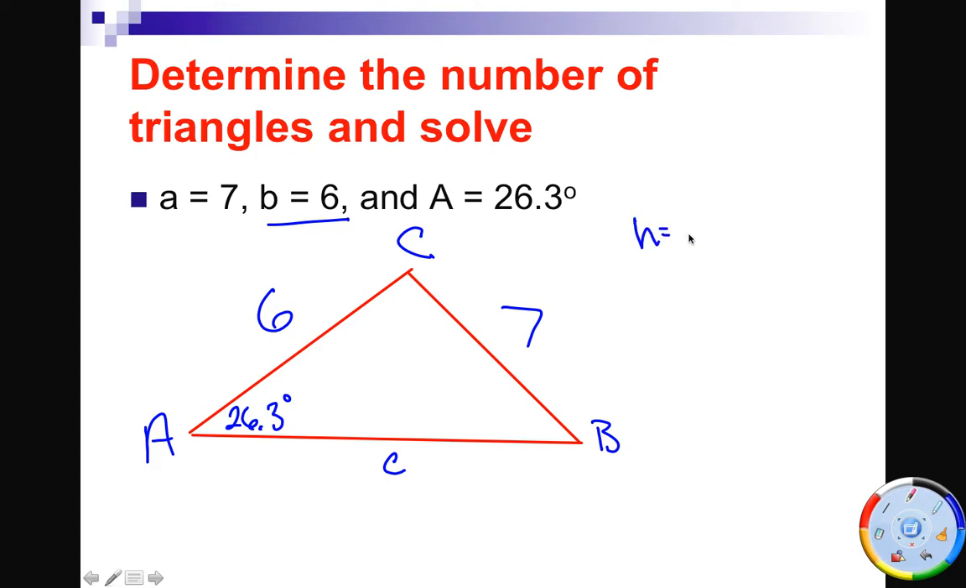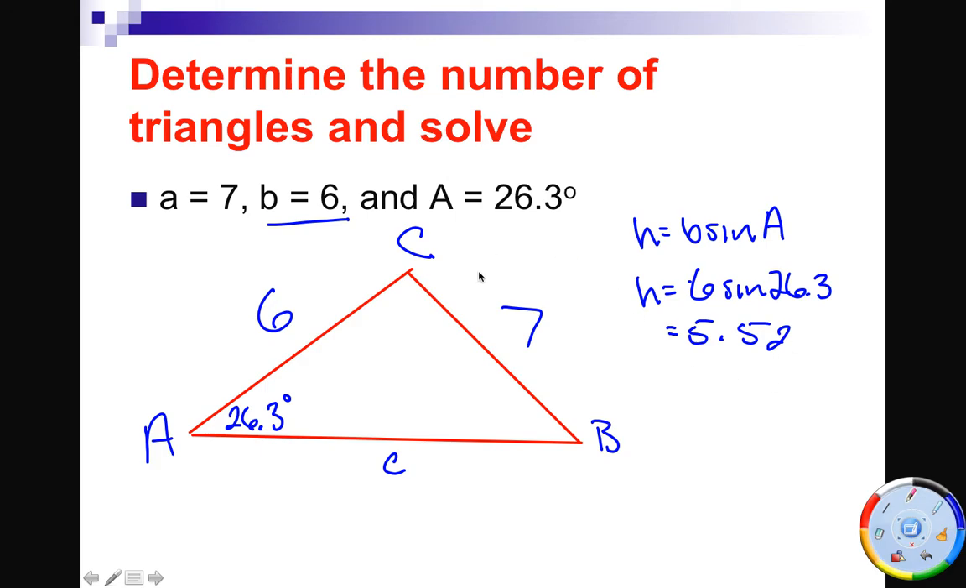Let's find H. H is B times the sine of A. Well, luckily they gave you A and B here. So we're looking at H equals 6 times the sine of 26.3. You do this calculation really quick. And we go 6 sine of 26.3. And I get 5.52-ish. Okay?